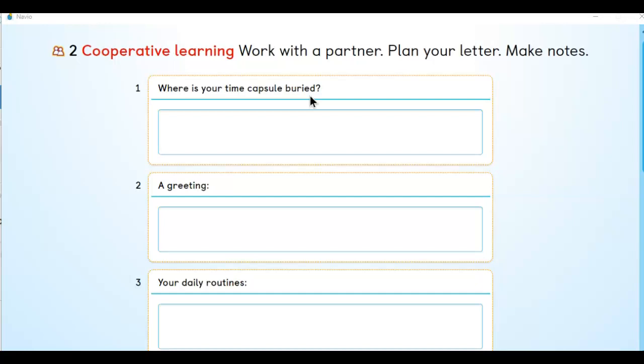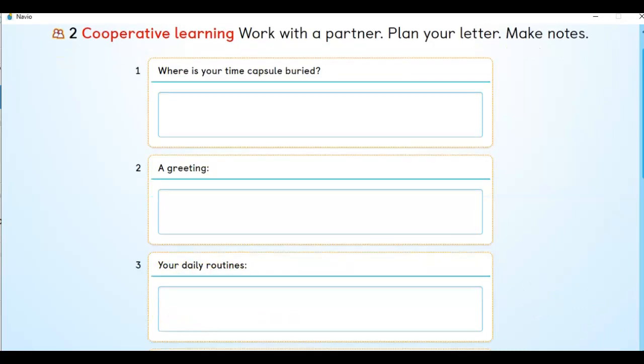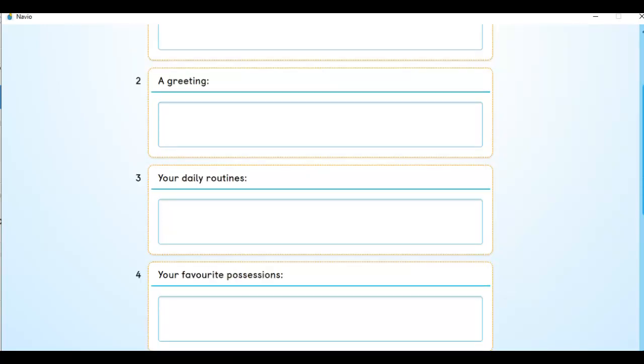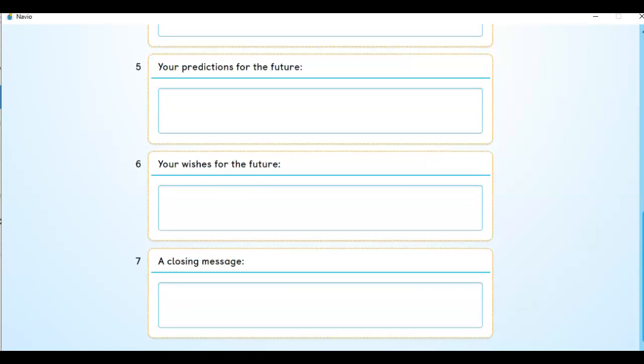Writing your daily routine. Also, your wishes for the future and a closing message. Those are the parts that your writing must include.